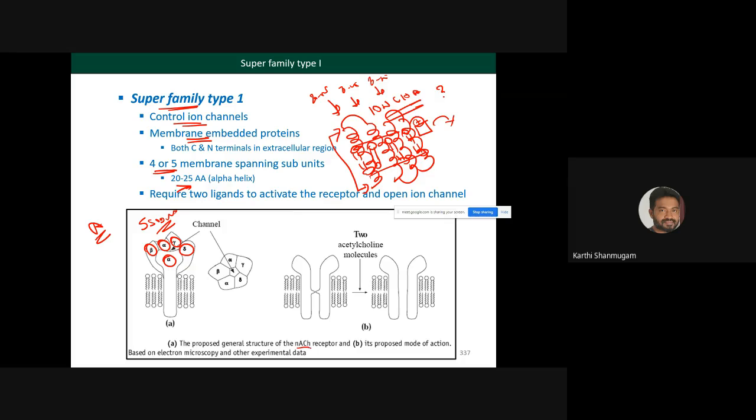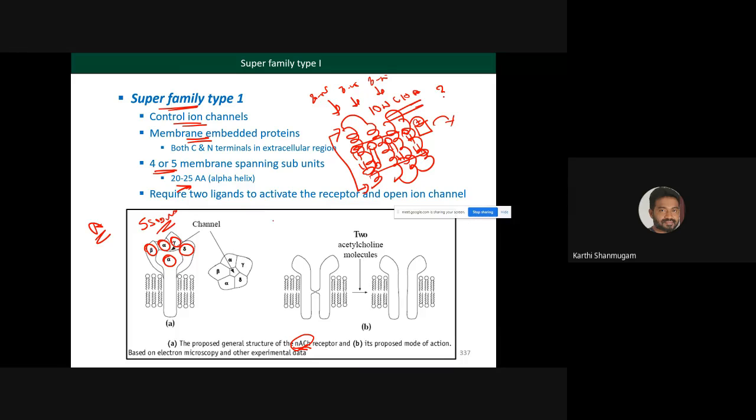Okay, so this is the N acetylcholine receptor. What you're seeing here is the graphical abstract illustration of the N acetylcholine receptor, and its proposed mode of action. It has 5 subunits: alpha chain, beta chain, alpha chain, gamma chain, and delta chain. I am talking only about the acetylcholine receptor as an example. This will vary from one receptor, one ion channel, to another ion channel.